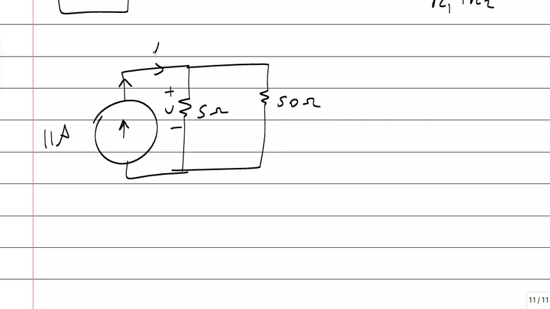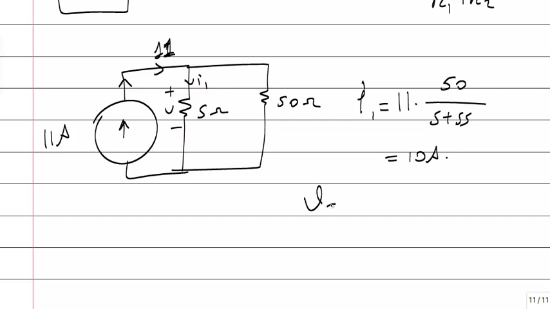We know the total current coming from the source, 11. The current of this resistor, I1, is equal to total current times the other resistance divided by the summation of the resistances, which is equal to 10 amps. So V is current times resistance. Current is 10, resistance is 5, so which is 50.